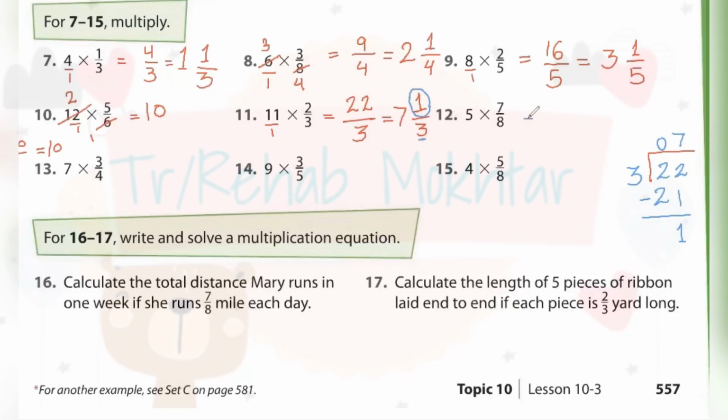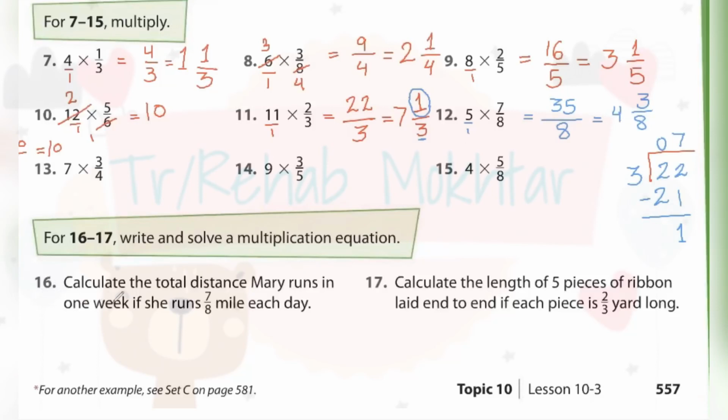Number 12. 5 times 7 equals 35, and here 1 times 8 equals 8. Start to convert the improper fraction into a mixed number. 35 divided by 8 equals 4, because 4 times 8 equals 32, and the remainder 3. Check the fraction board. This proper fraction is in the simplest form, so keep it as it is.